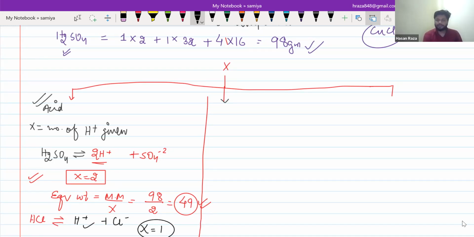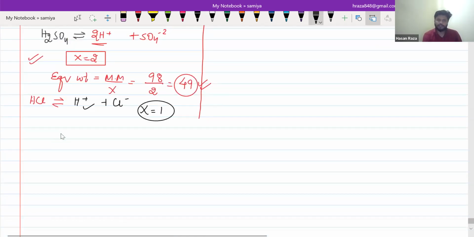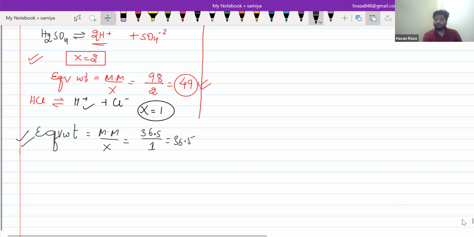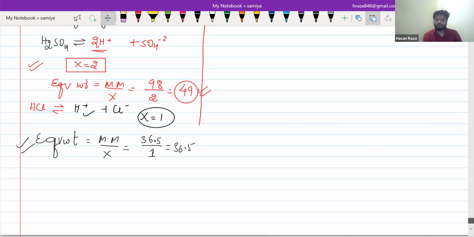So if you are going to calculate the equivalent weight for this, it is very easy. Equivalent weight will be equal to molar mass upon X. The molar mass is chlorine 35.5 and hydrogen 1, that makes 36.5 upon 1. So this is the equivalent weight of HCl. This is how we calculate equivalent weight where the compound is an acid.